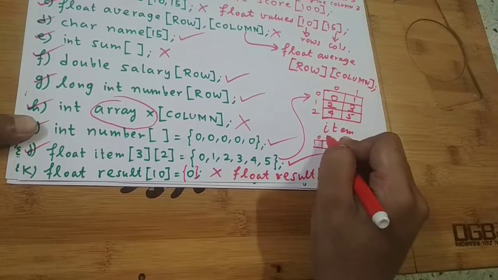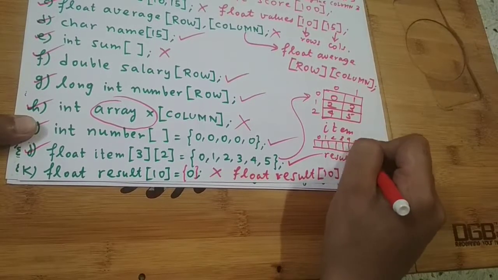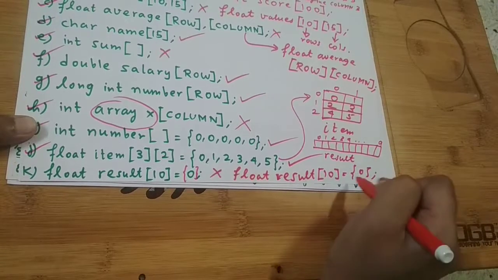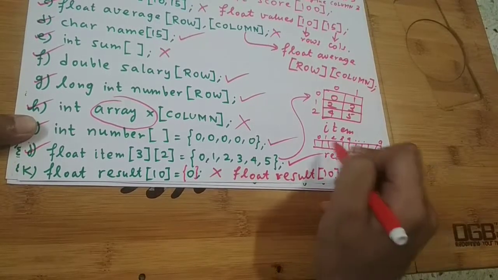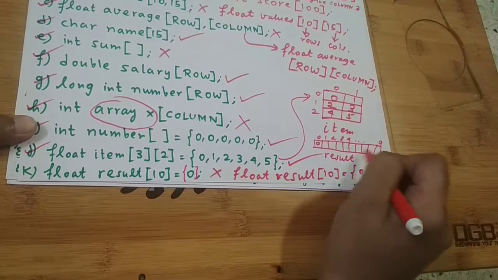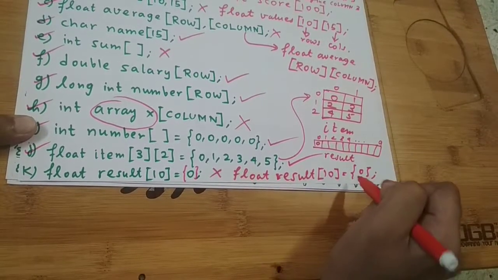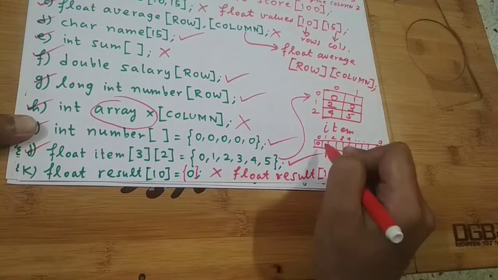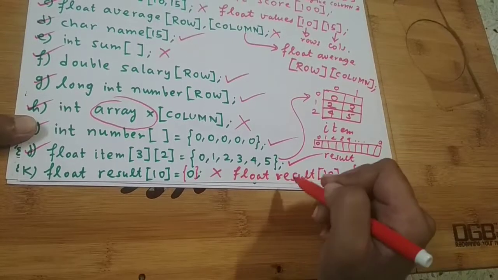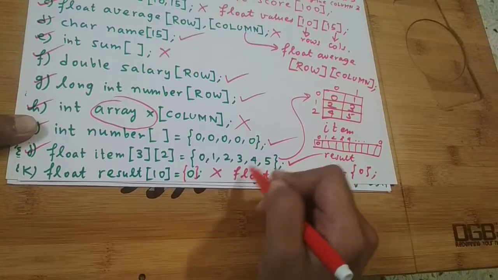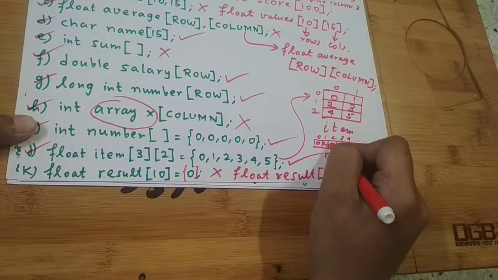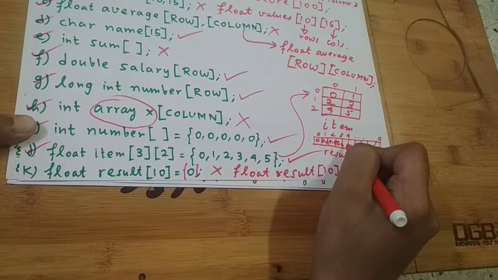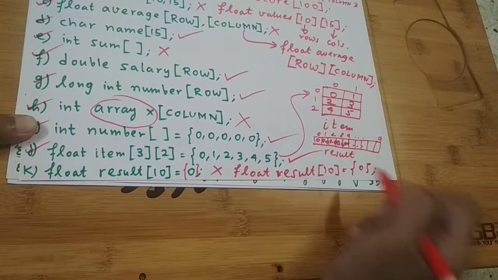And each of these has indices 0, 1, 2, 3, 4, and so on till 9. See, I've given only one value, right? 0. So 0 would go to the first location. What about the remaining cells? Since I have not given any values for the remaining 9 locations, and since this is a floating point array, the remaining 9 locations will get the default value of 0.0. So this is 0.0, 0.0, 0.0, and so on.